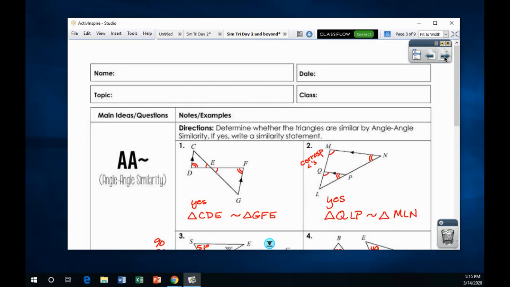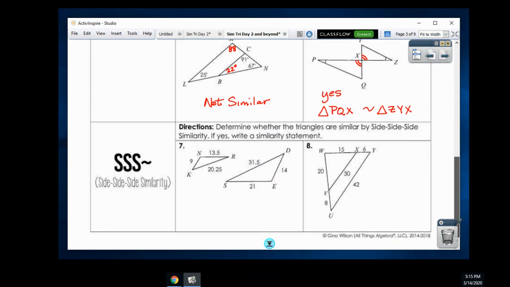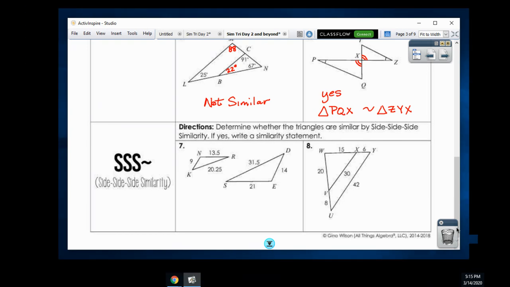So let's go to the next page and we'll take a look at the side-side-side similarity examples. There's 2 here, and I think there'll be 4 on the next page. So determine whether these triangles are similar by side-side-side similarity, and if yes, write a similarity statement. All right, so here again, you notice this time you've got a couple of decimal values for the sides. Don't let that freak you out.